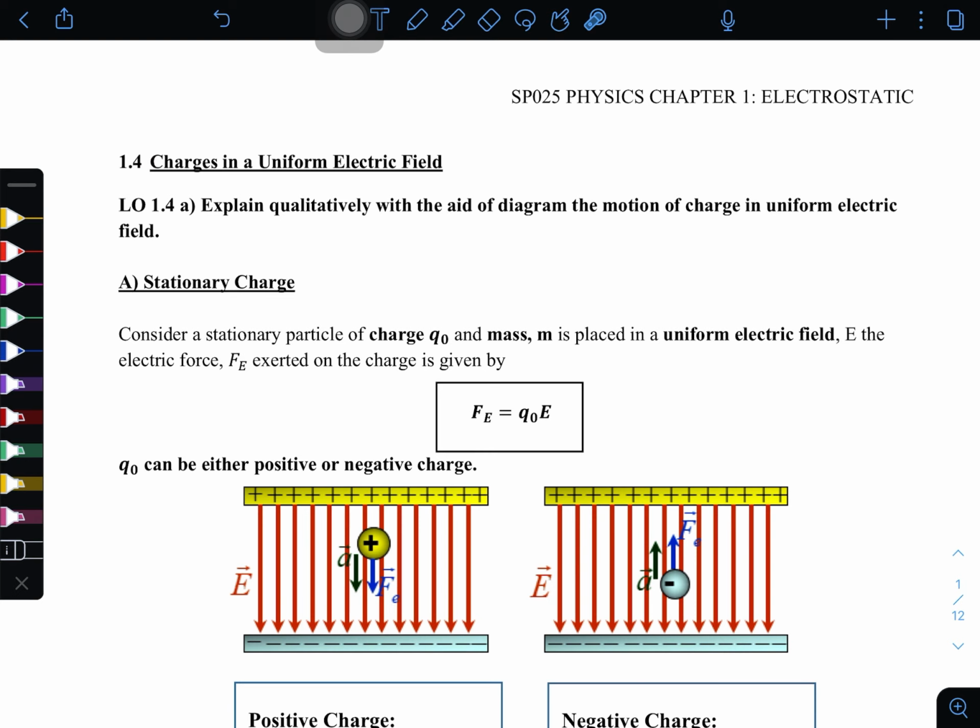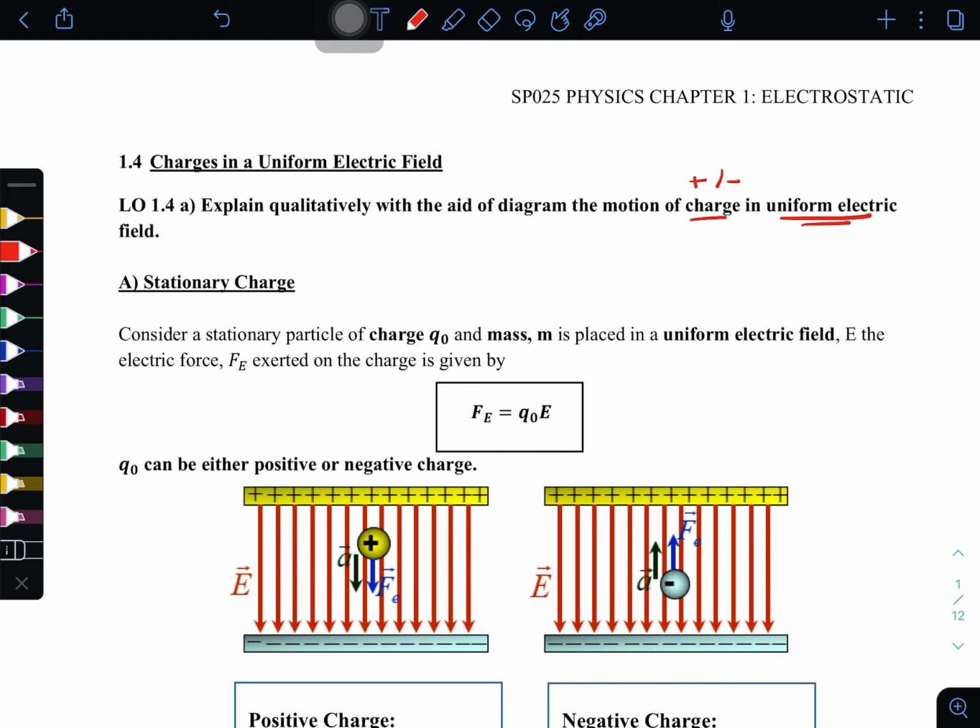Learning objective 1.4a: explain qualitatively with the aid of a diagram the motion of charge in a uniform electric field. Explain qualitatively, maksudnya you have to explain, secara explanation, with the aid of a diagram. You have to know how to draw a diagram of the motion of a charge, and charge here can be either positive or negative charge, in a uniform electric field.